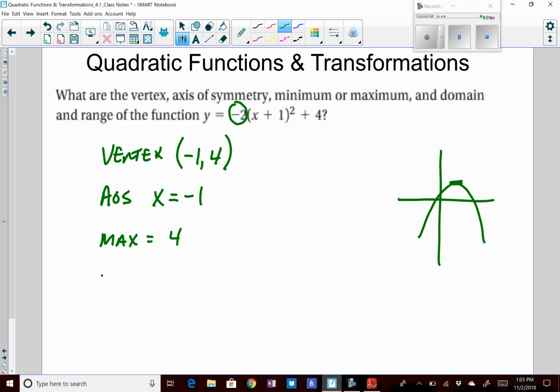Okay, so domain, again, very easy. It's always all real numbers. And then for the range, we said take a look at that vertex. So we have a maximum. We said for maximum, it's always y is less than or equal to, and that's going to be the value of k. Since k is 4, then y is less than or equal to 4.